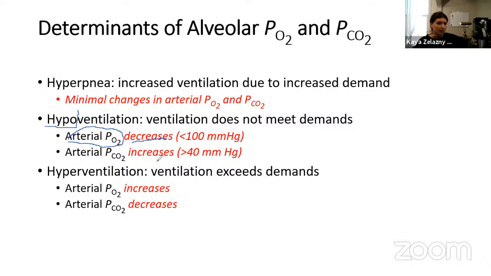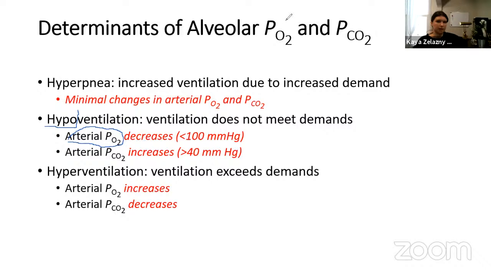So if we were to take an exact measurement, a decrease would be anything less than 100. This means that because you're not breathing enough, you also are not getting rid of your waste product, carbon dioxide, fast enough, which means that we're going to see our arterial pressure of carbon dioxide increasing. So in the arteries specifically, it would be above 40, right? Because we're not getting enough of that carbon dioxide out in the alveoli because we're not breathing enough to maintain the appropriate partial pressure of carbon dioxide or oxygen in the alveolar air.